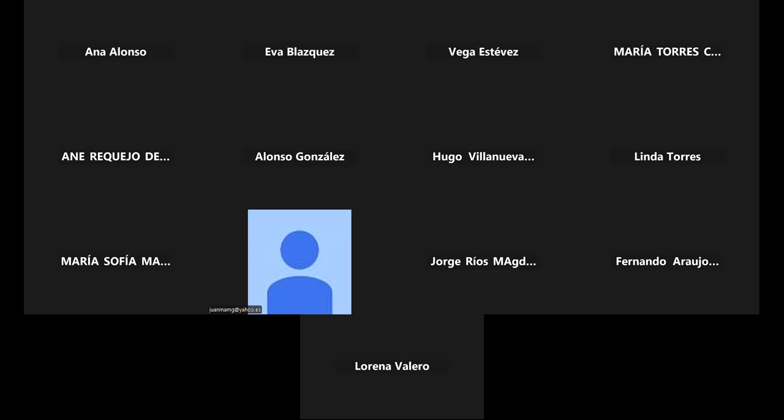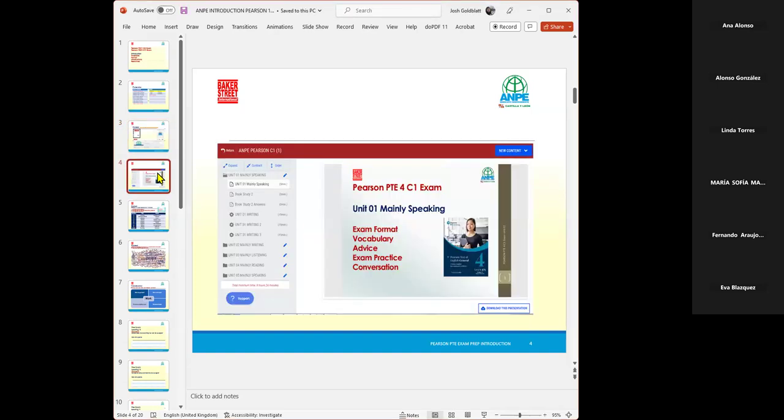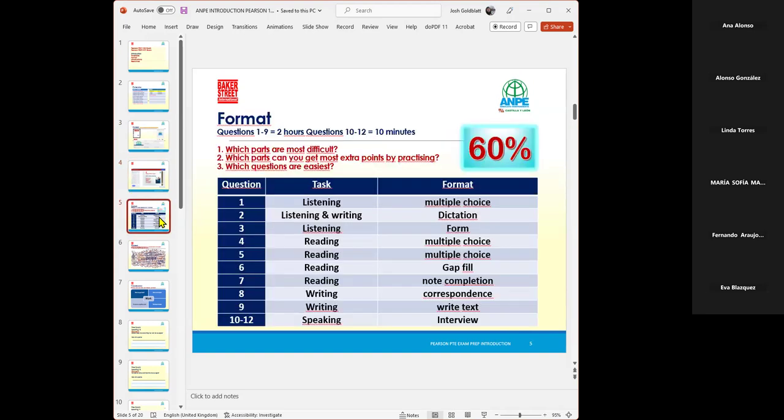So now we're going to go on to the format of the exam, which is very, very important, so we can look at what we're going to be doing. Okay, so there's our platform, which we saw before. Okay, so we saw the platform. This is the material. Download these presentations if you want to. And then we're going to look at actually what the format of the exam is.